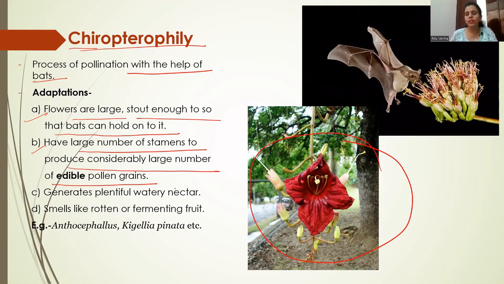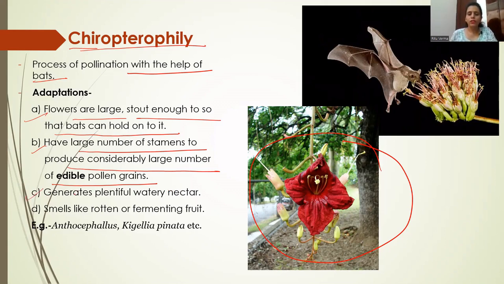Okay, and the reward is food in terms of edible pollen grain. So these flowers have a large number of stamens so that they can produce a large number of pollen grains, because most of the pollen grains are consumed as food by these bats. Okay, and only some pollen grains are actually transported from the male flower to the female flower.